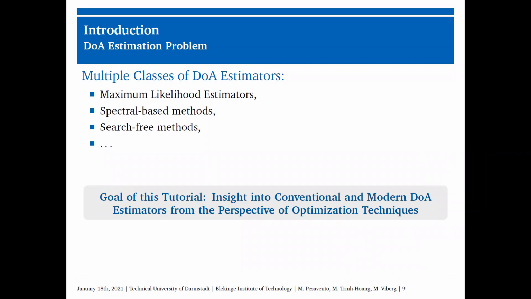Several classes of DOA estimation methods have been proposed over the past 4 decades. For example, maximum likelihood, which is a general statistical estimation method, and spectral-based methods. There is always an interest to reduce the computational cost without sacrificing too much performance, and then some search-free methods have also been developed. What we want to do in this tutorial is to give insight into several of these methods from the perspective of modern optimization techniques.